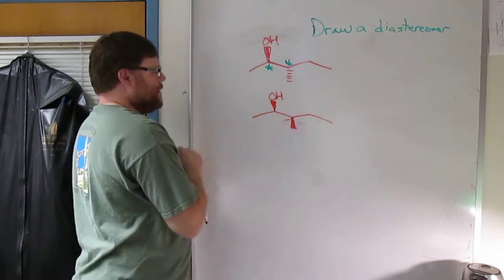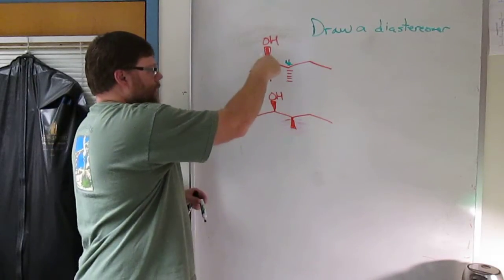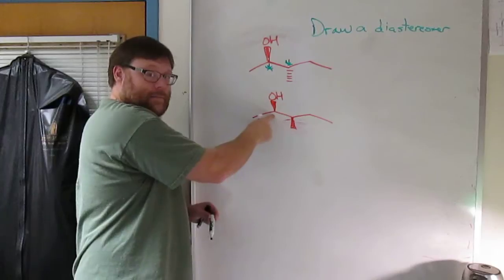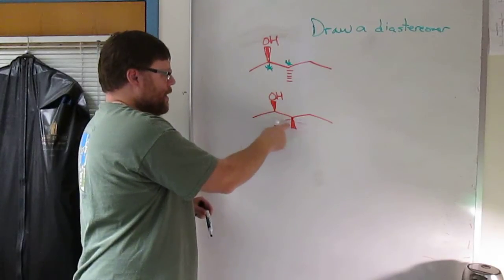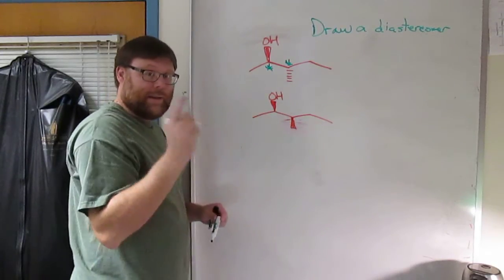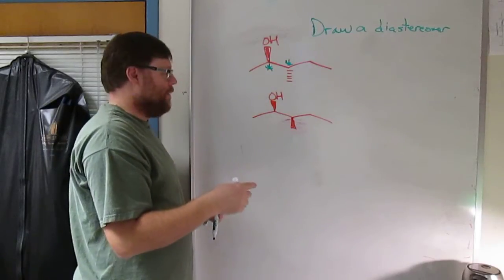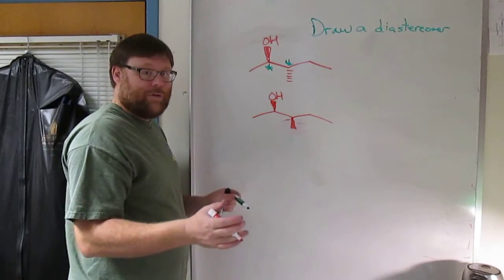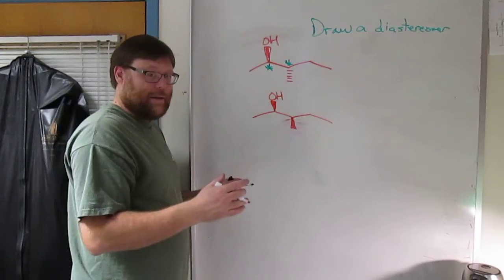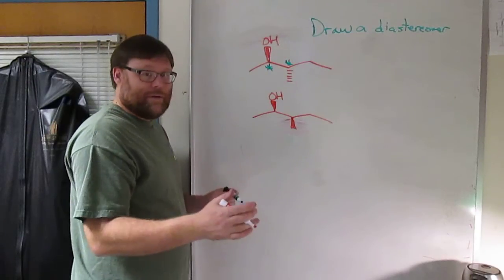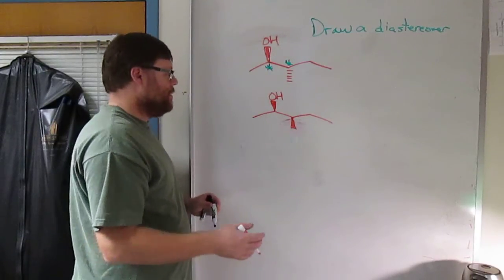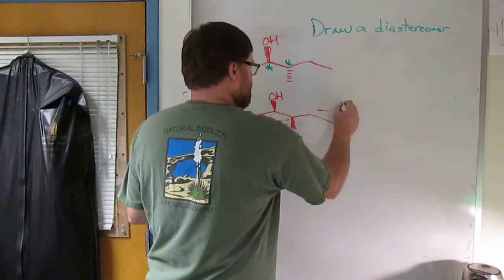Alright, so this is a diastereomer. The chiral carbon with the OH stays the same configuration. The chiral carbon with the methyl changes. So at least one changes, at least one stays the same. They're no longer superimposable because there's been a change, but they're also not mirror images because not everything has changed. So this is a diastereomer.